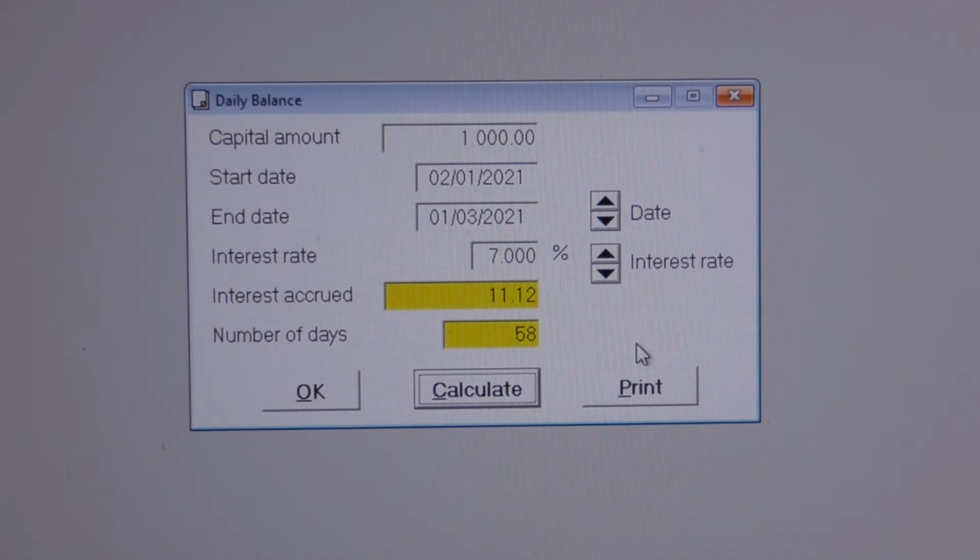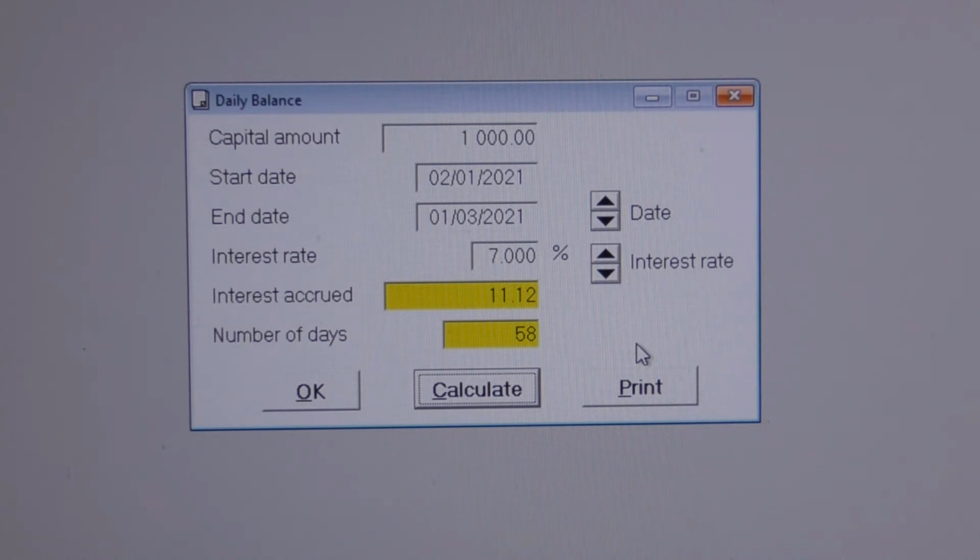In our example, we have an amount of 1,000 rand owing for 58 days from 2nd of January to 1st of March and at 7% interest. The interest is 11 rand and 12 cents.